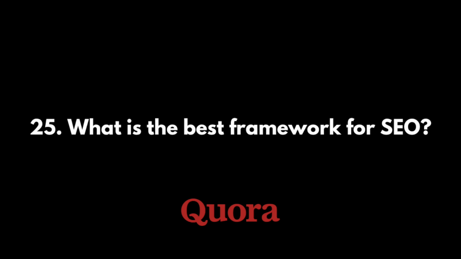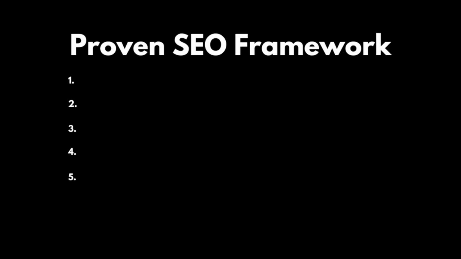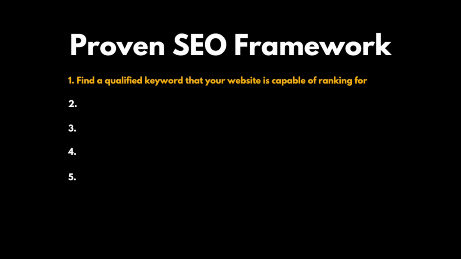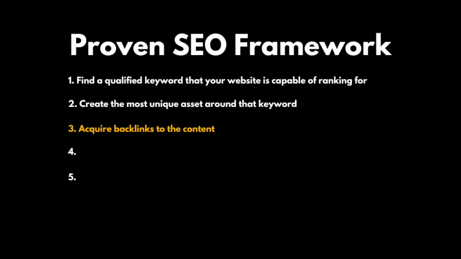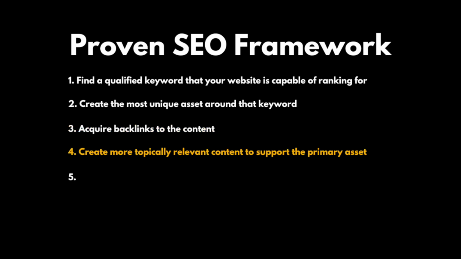Now the next question is, what is the best framework for SEO? So number 1, find a qualified keyword that your website is capable of ranking for. Number 2, create the most unique asset around that keyword. Number 3, acquire backlinks to the content. Number 4, create more topically relevant content to support the primary asset. And number 5, make sure your user experience is rock solid.